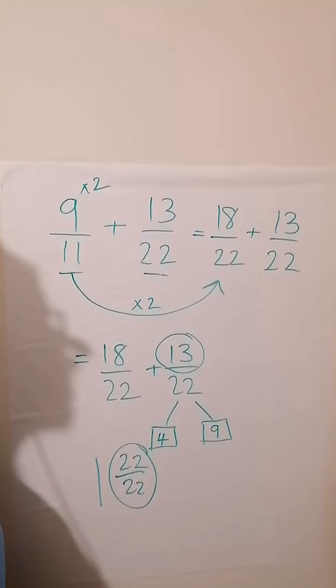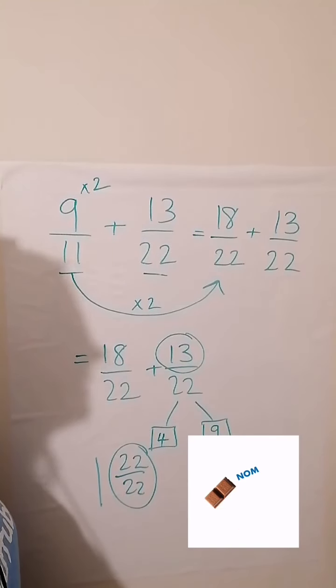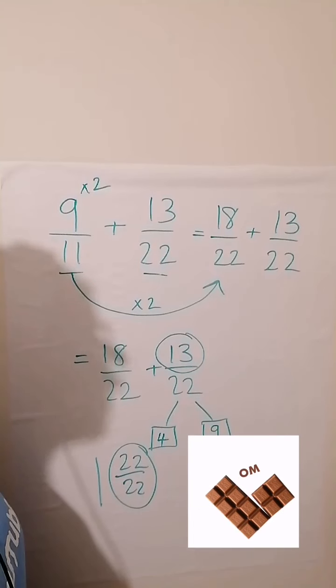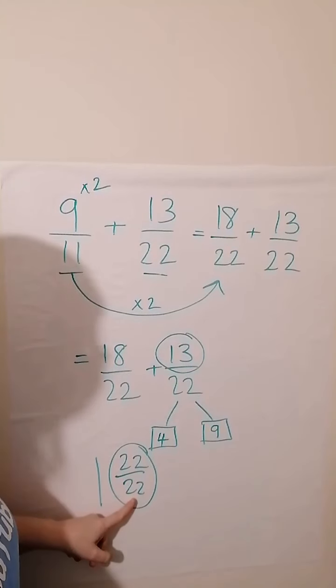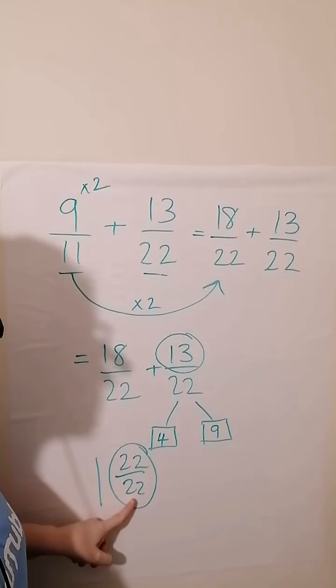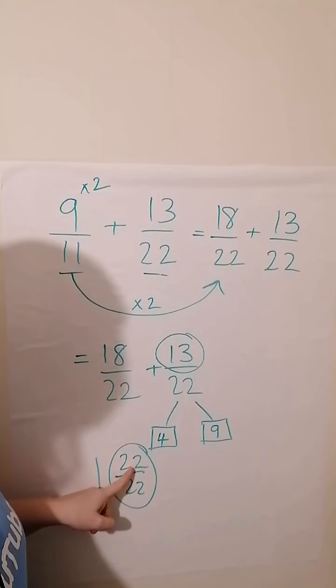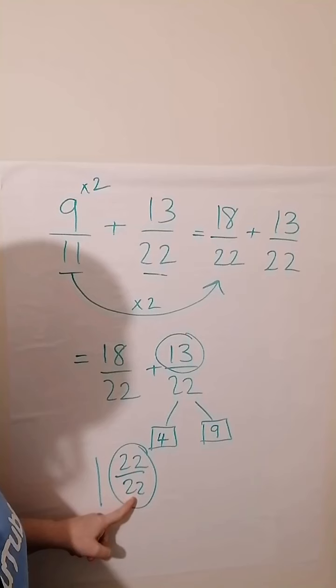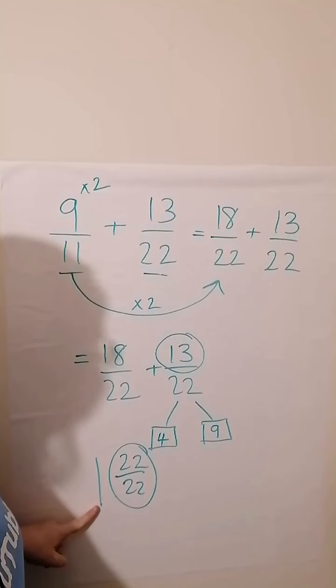Imagine it as a bar of chocolate, children, or cake. Always put it to food because that's what I love. 22 parts or blocks of a bar of chocolate, or 22 pieces of cake. 22 pieces of that 22 bar of chocolate makes one whole chocolate bar.